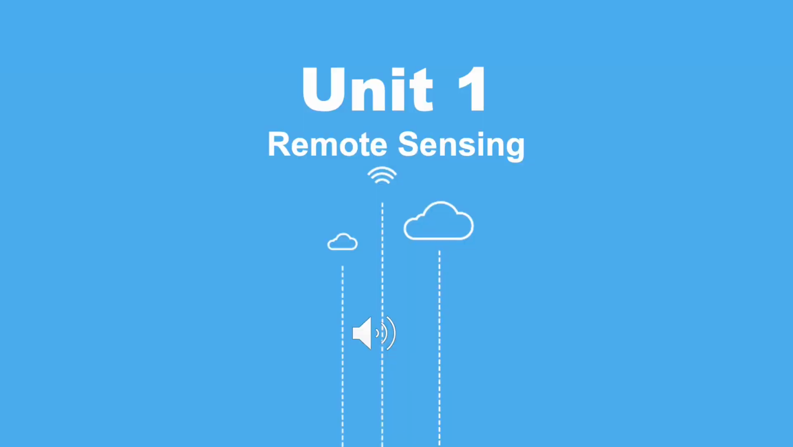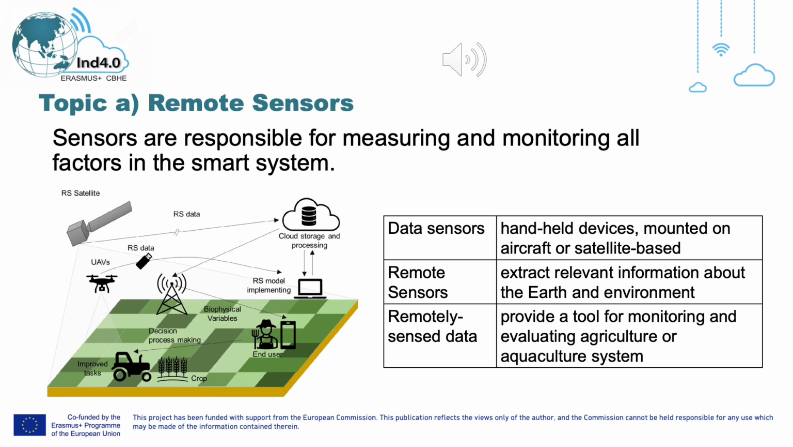The first unit is on remote sensing. In remote sensing, sensors are responsible for measuring and monitoring all factors in a smart system. The data sensors can simply be handheld devices mounted on aircraft or satellite based.